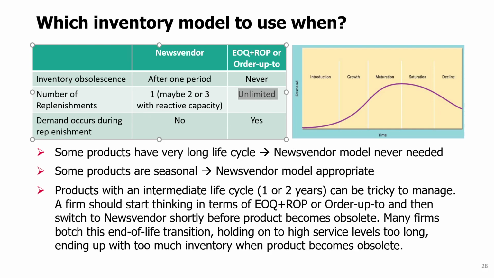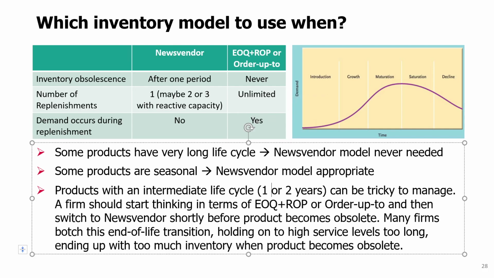Then another difference is whether demand occurs during replenishment. In the newsvendor, when we order and receive the units, there is no demand yet. In the long life cycle product models, during the time we wait for an order, demand occurs. So this is another difference between those models.